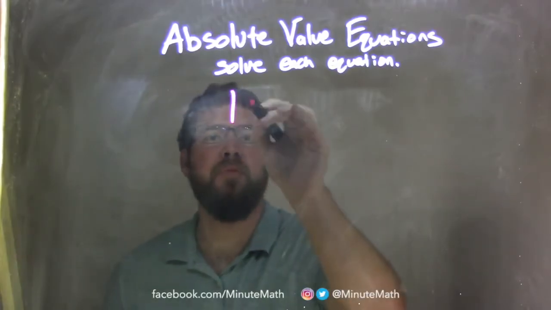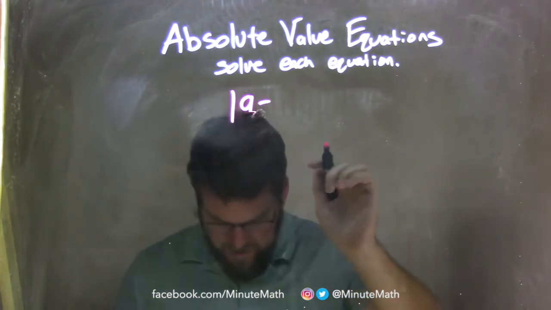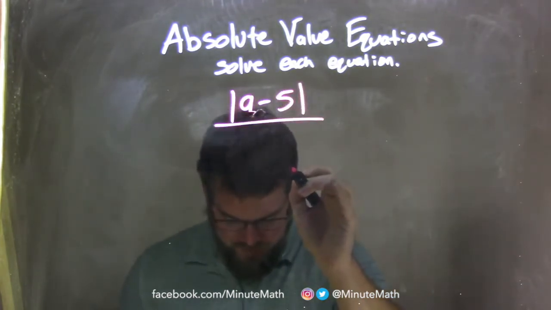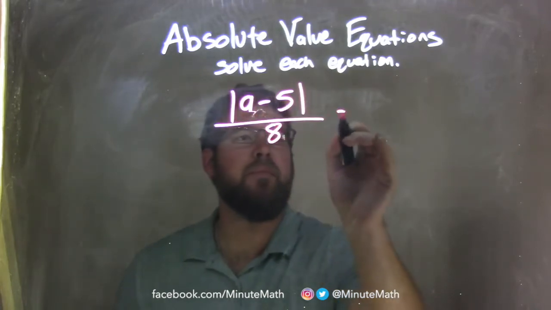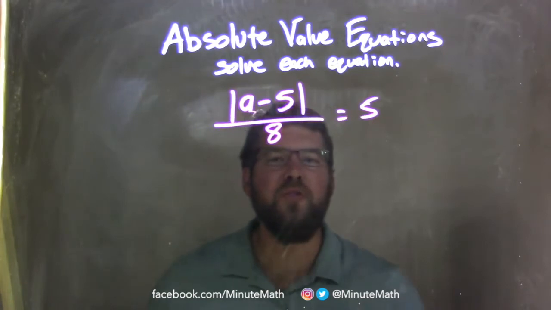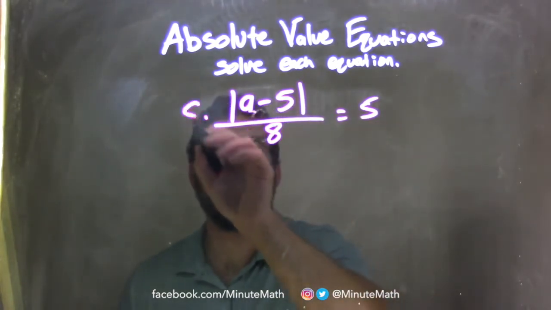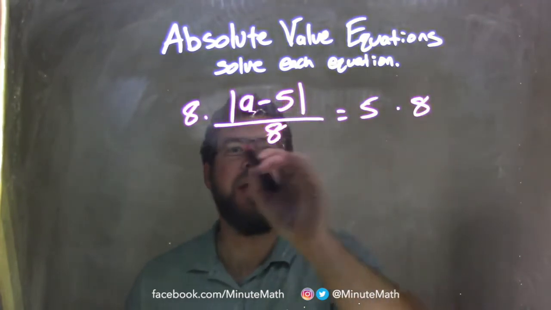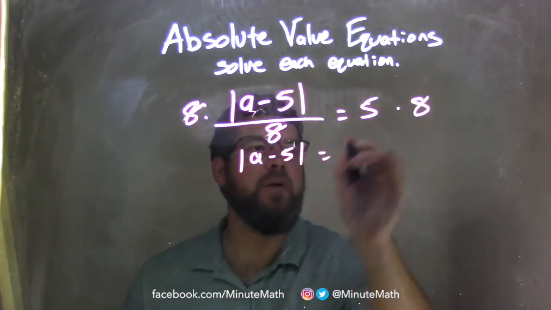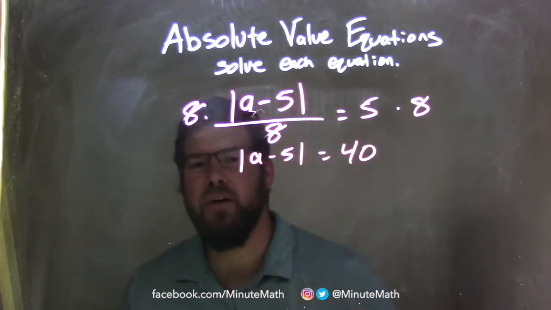Equation. Absolute value of a minus 5 over 8 equals 5. Okay? There's a few steps here. Well, first step is to isolate the absolute value. So I'm going to multiply both sides by 8. I cancel that here. Leave me with the absolute value of a minus 5 equals 5 times 8, which is 40. At this point, the absolute value is isolated.